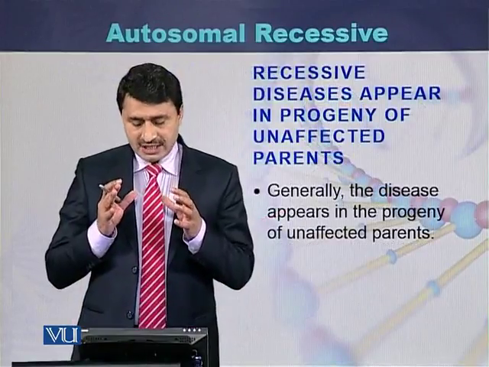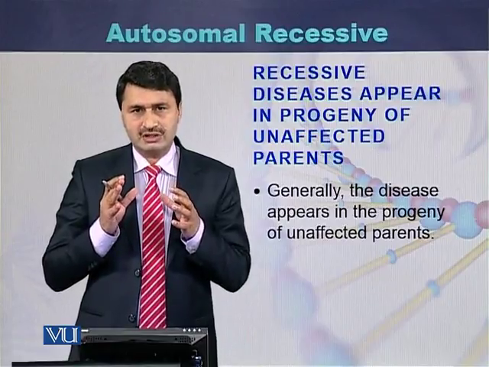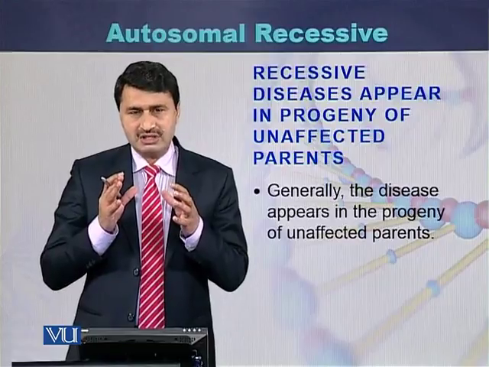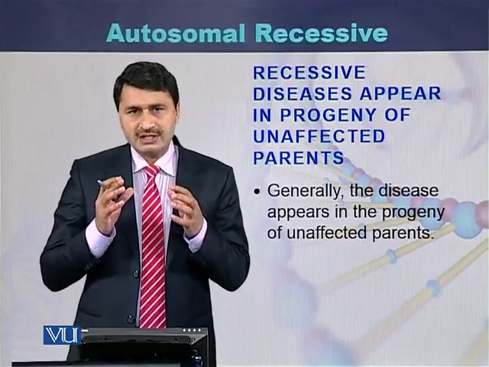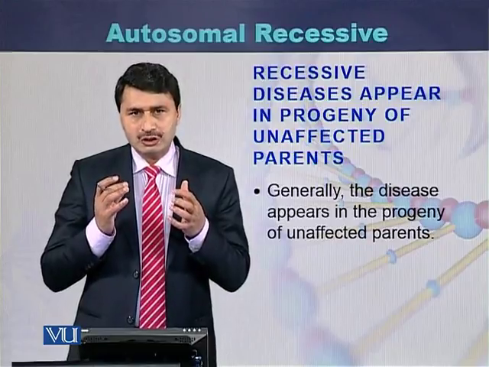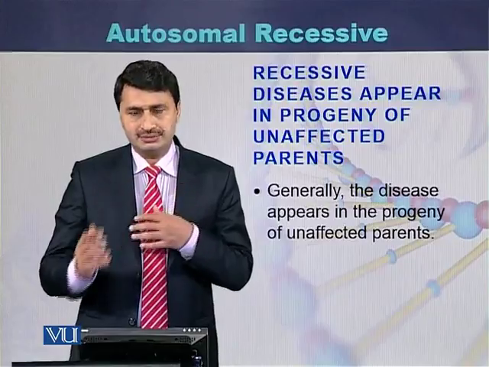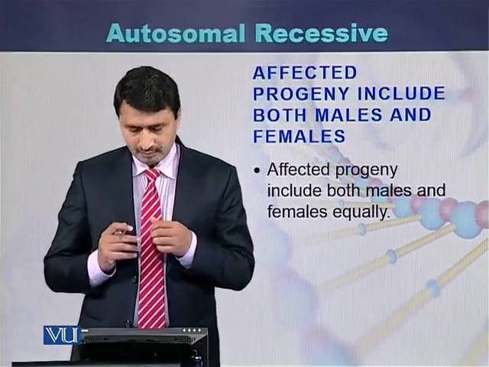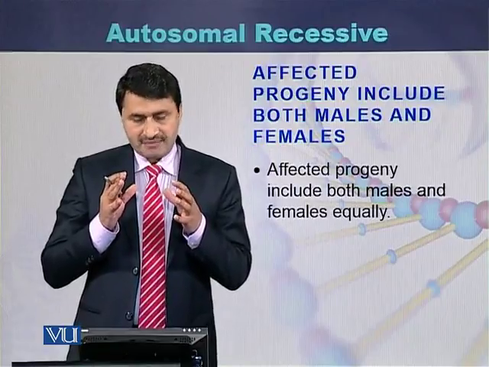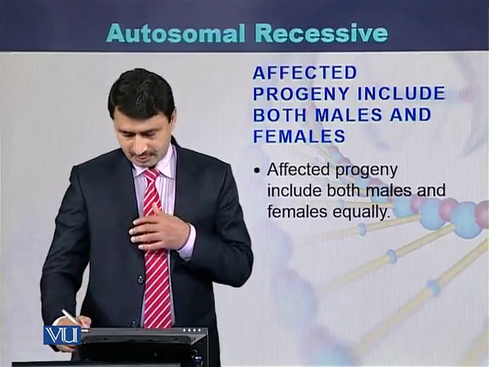Recessive diseases appear in the progeny of unaffected parents. In most of the cases, or in most of the pedigrees, we see that recessive diseases appear where the parents are phenotypically normal but genotypically they are carriers of that particular disease. Usually in case of recessive diseases, affected progeny are produced to normal parents.